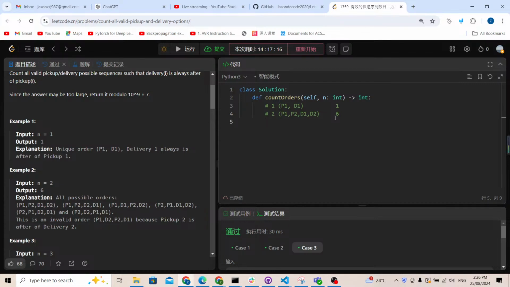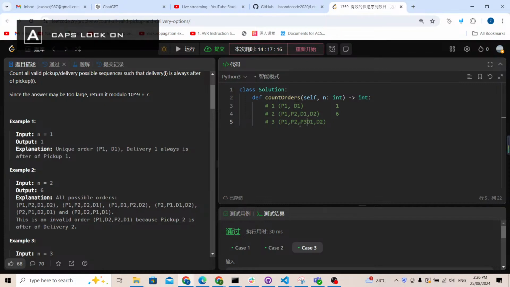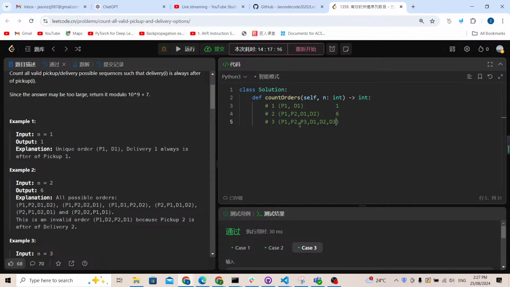Now we are also given n equal to 3. If n equals 3, let me copy some code from here. It's going to be P1, P2, maybe P3 here. After that, D1, D2, and D3. So this is going to be for 3 orders. So we have 1, 6, and this is going to be, let me check, 90.